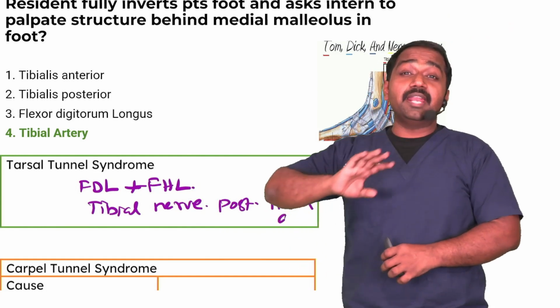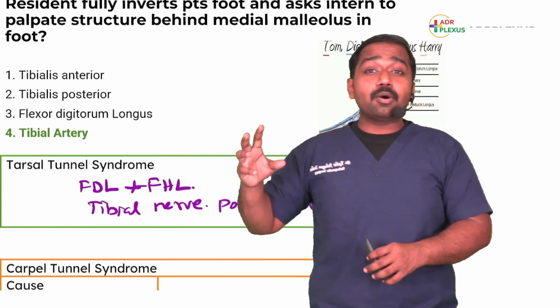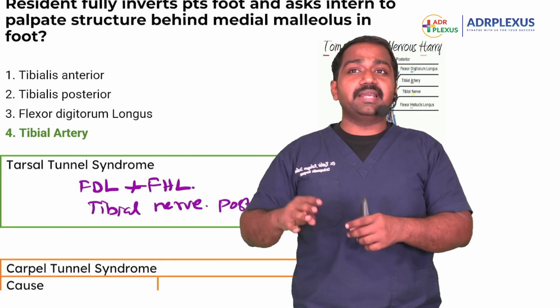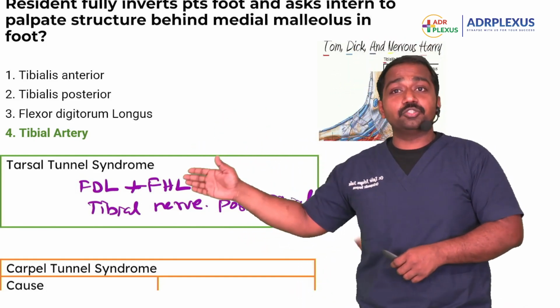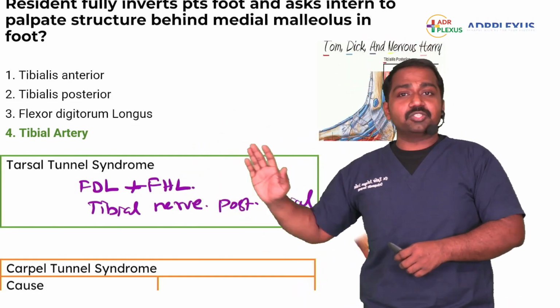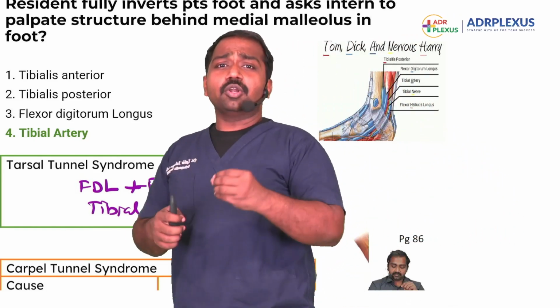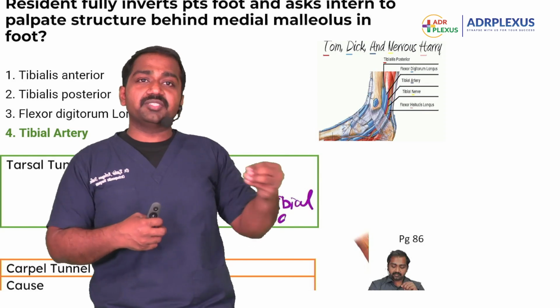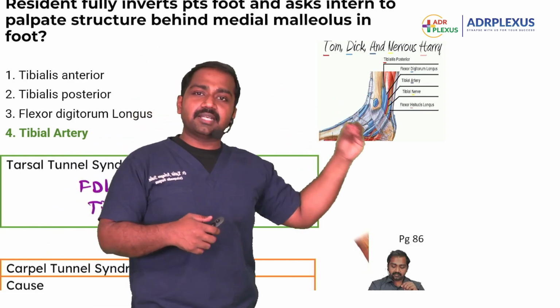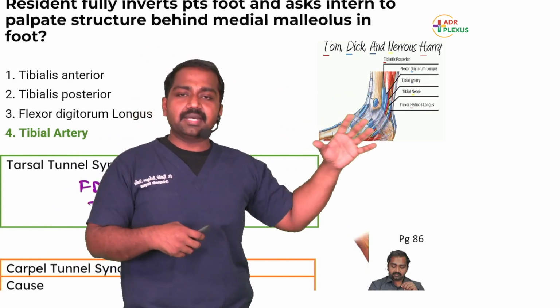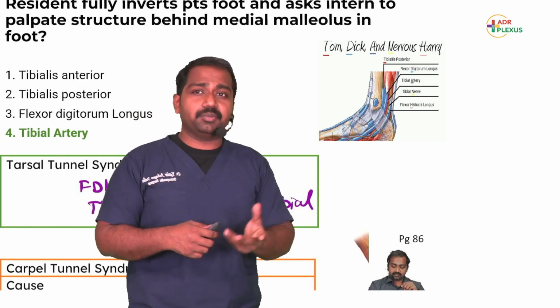Sir, they haven't given anything about that. They were giving about two tendons rubbing or something like that. Then the answer has to be flexor digitorum longus or flexor hallucis longus, because that makes a structure called the knot of Henry. Henry's knot is there under the tarsal tunnel. So that could have been the question.